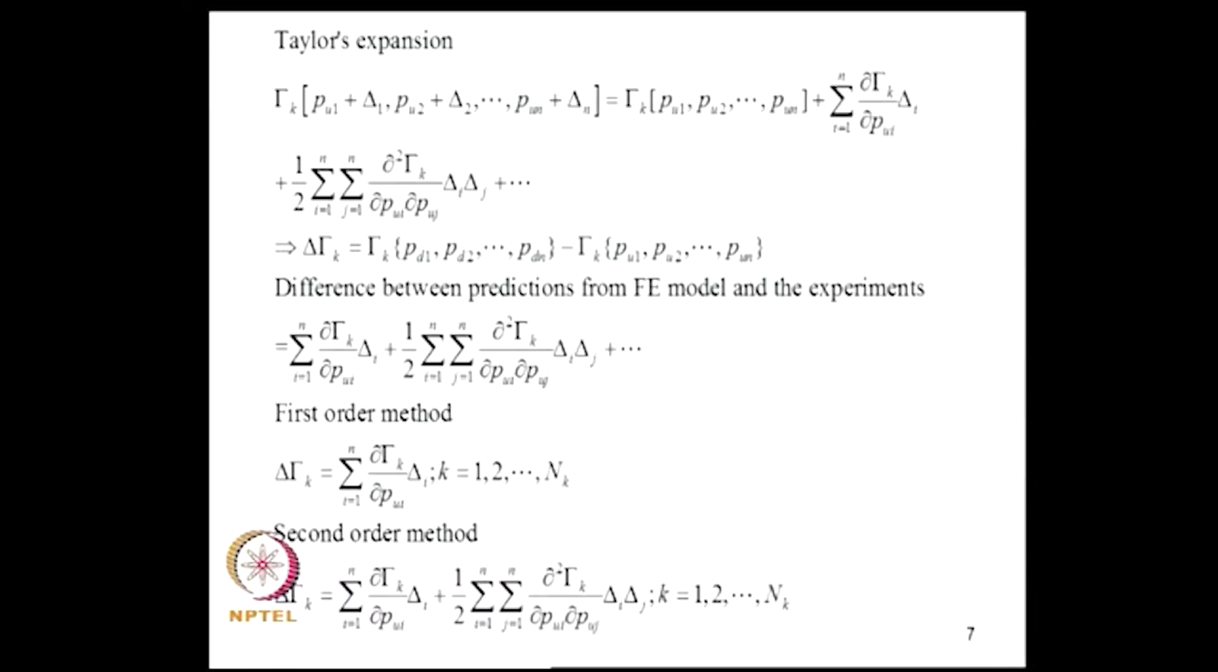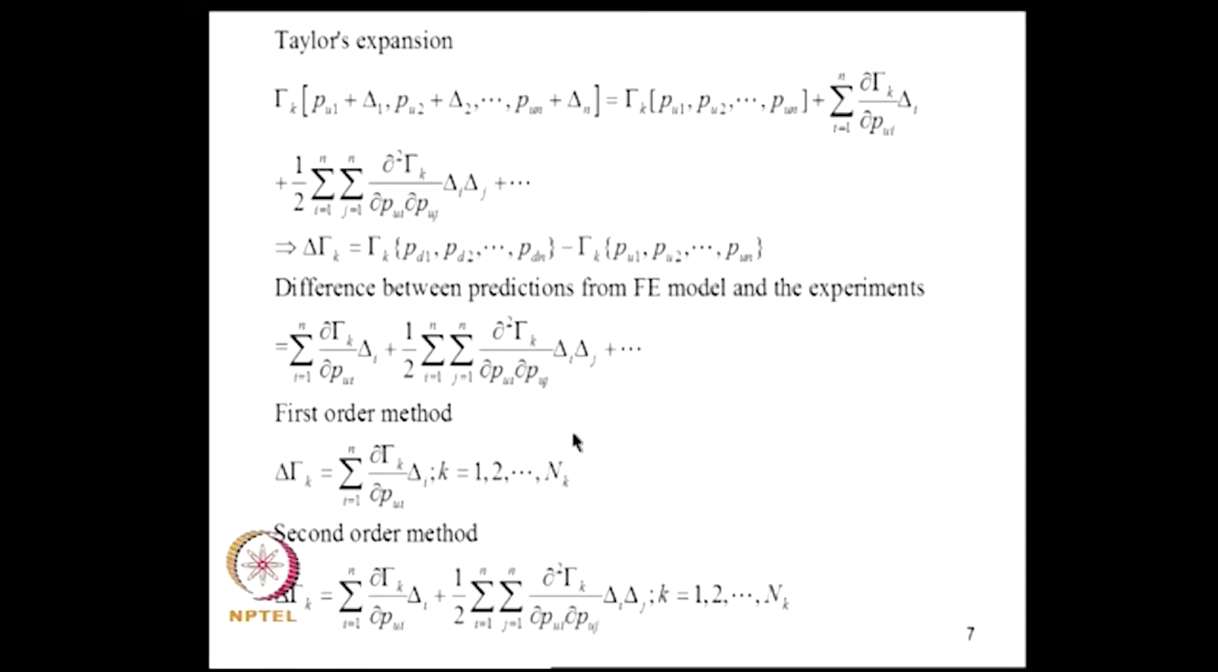Now, for this delta gamma k, suppose the first term on this side I take to the left side, this will be gamma k of PD1, PD2, PDn minus gamma k of PU1, PU2, PUn. The first term is the response descriptor that we have determined from experiments. This is the response descriptor that we have predicted from the mathematical model before we have taken the measurements. So, the difference between the two is a known quantity in our work. So, they can be related to these other terms in the Taylor's expansion through these terms.